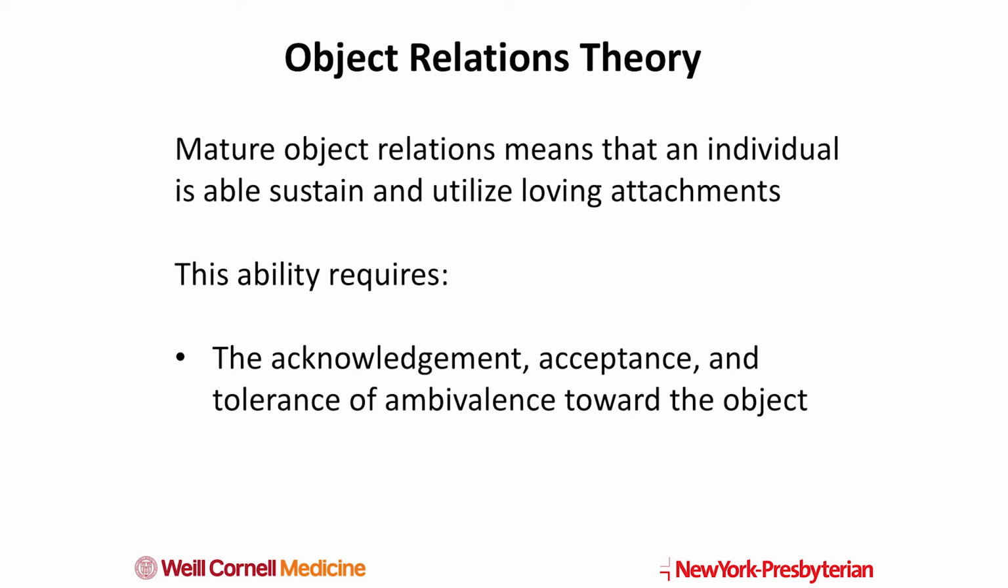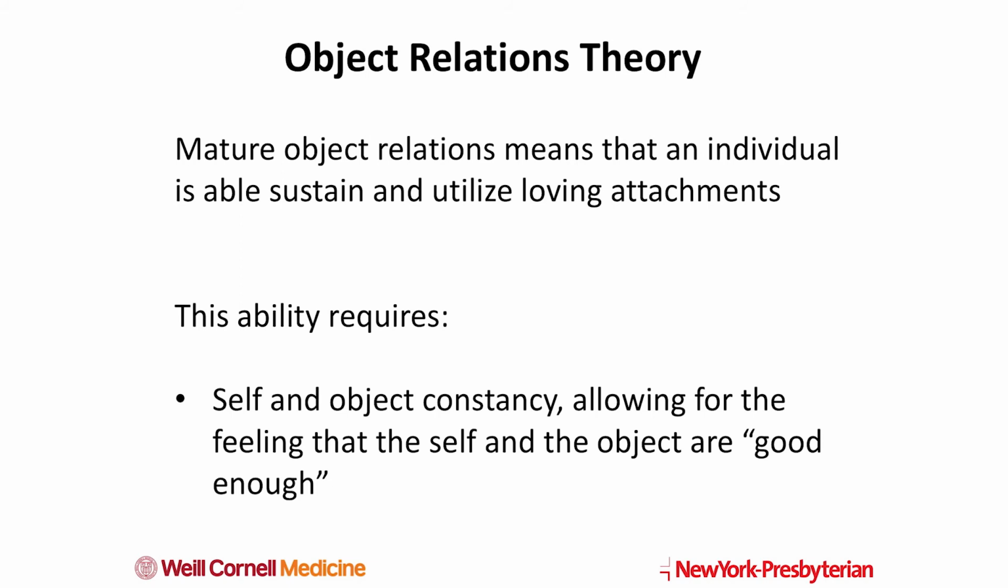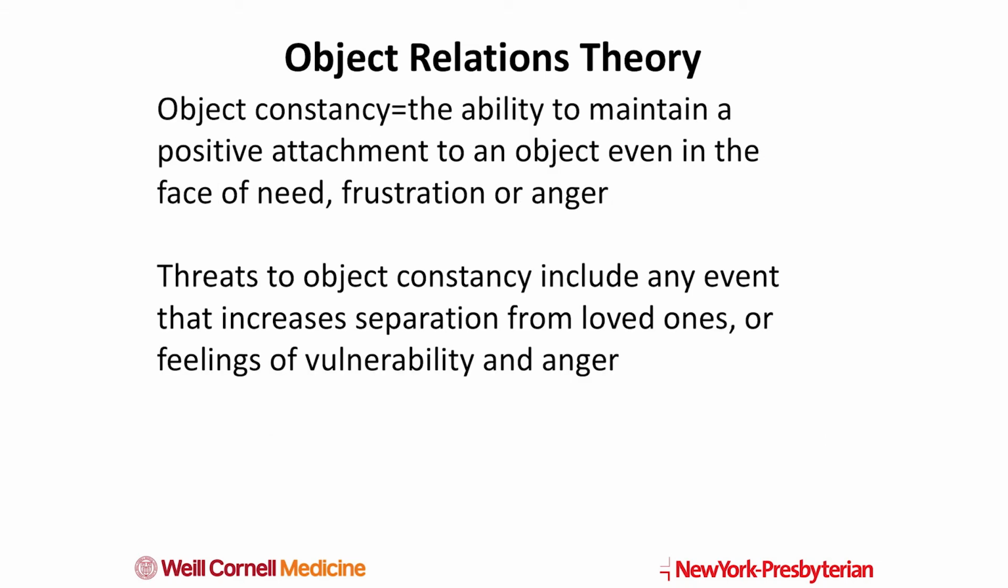Mature object relations are also marked by self and object constancy, allowing for the feeling that the self and the object are good enough. Throughout the life cycle, we face constant threats to object constancy posed by any event that increases separation from loved ones or feelings of vulnerability and anger. Actually, object constancy can be threatened by just about any strong feeling.